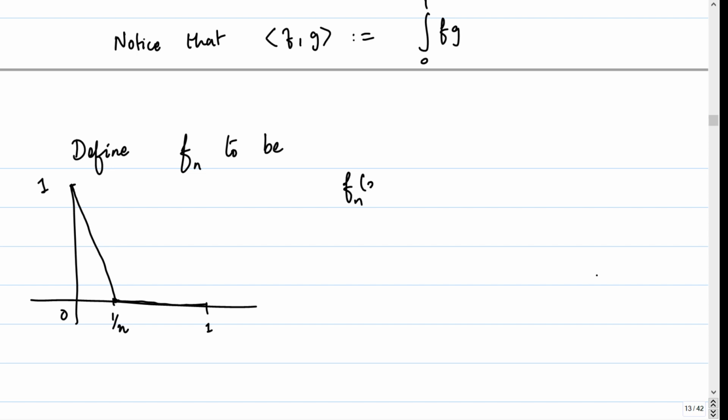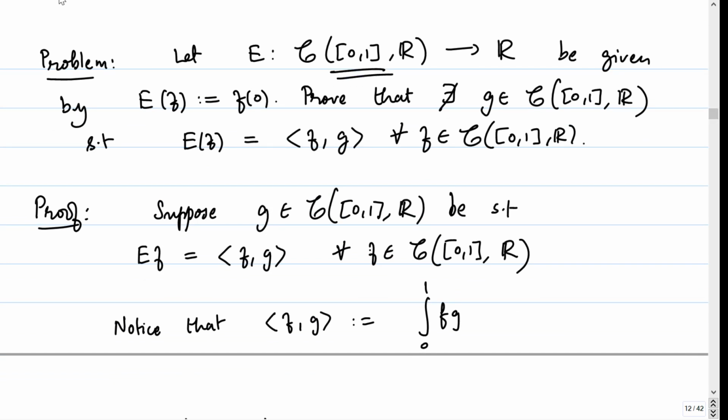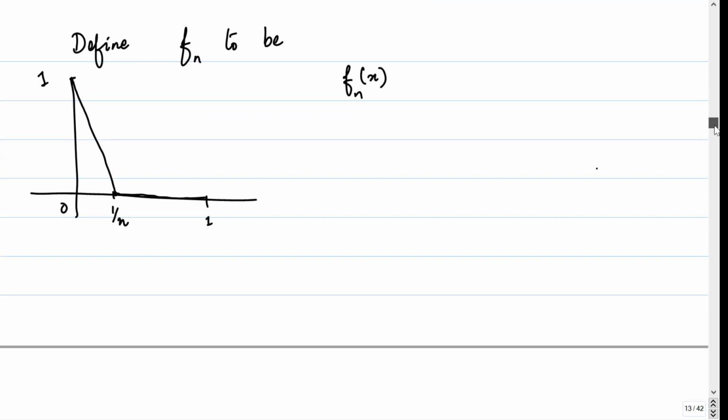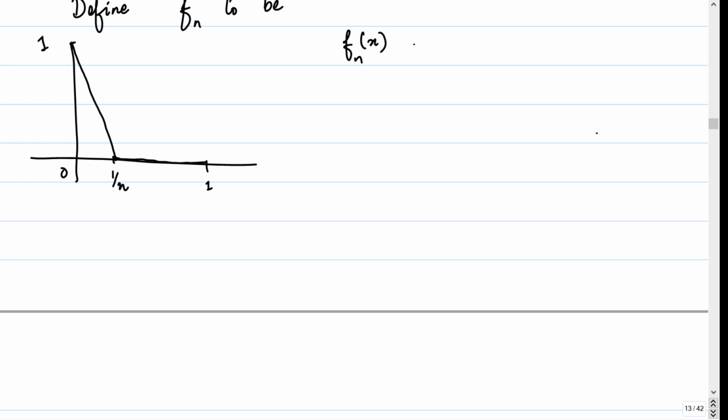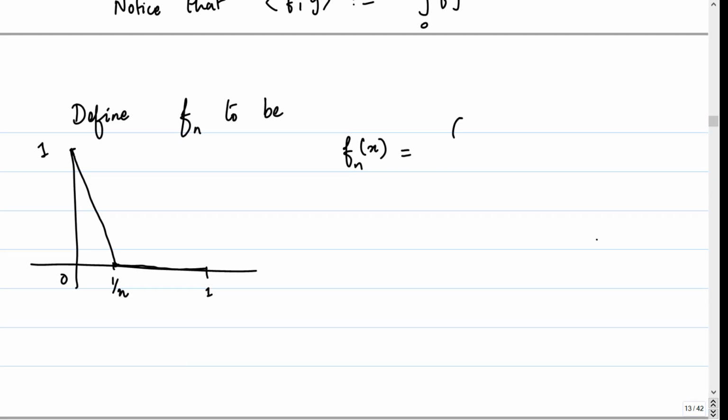Fn of x is equal to, notice that this is a function defined on [0,1], right? That will be the domain here. So what will be Fn of x? Well, it will be 0 for x in [1/n, 1]. That's for sure. Let's see what will be the equation of this line. Let y equal ax plus b be the equation of this line. At x equal to 0, this is 1.